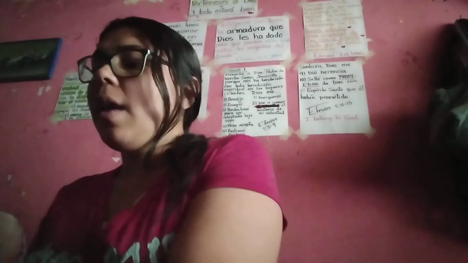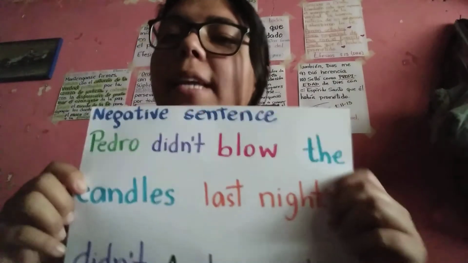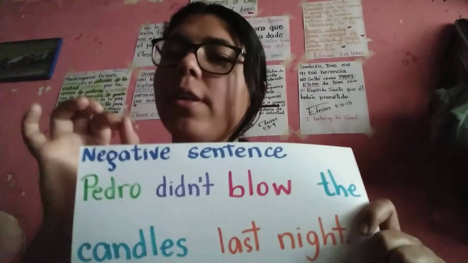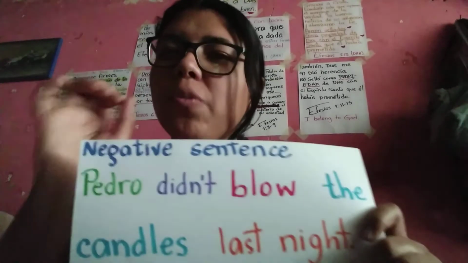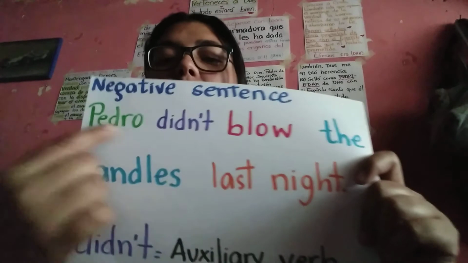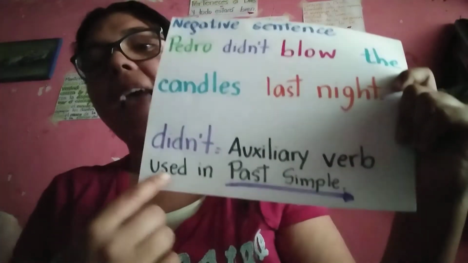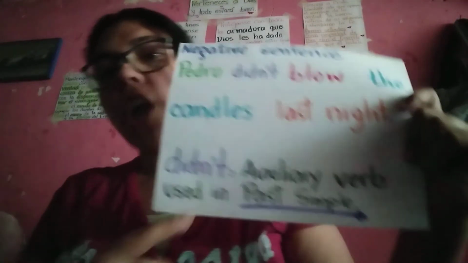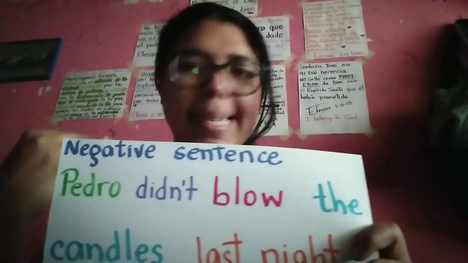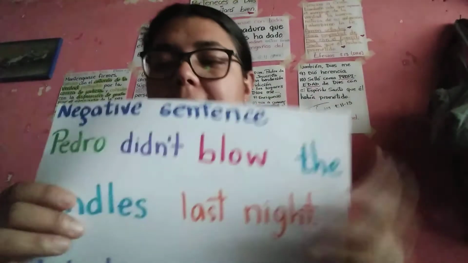Now, here I have a negative sentence. I want you to pay more attention to this because it has a very important change, and I need you to be, as I tell you in the school, pendiente of this. So I have Pedro didn't. Didn't is the abbreviation of did not, and it's an auxiliary verb that is used in past simple. I use didn't to negate the sentence.